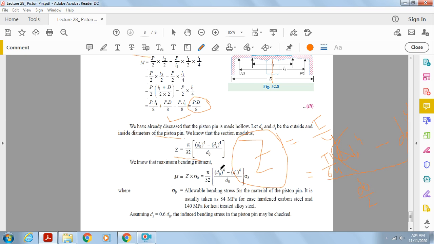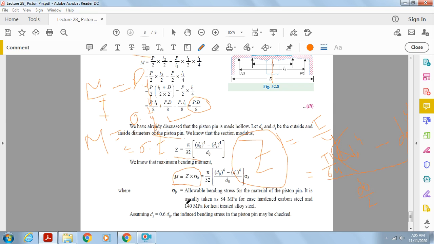Now we know that makes maximum bending moment. We also know the bending equation, M by I equal to sigma by y. So M equal to sigma multiplied by I by y. Once again, I by y means it is the section modulus Z. So bending moment equals the bending stress multiplied by the section modulus, that is, M equal to Z into sigma b.